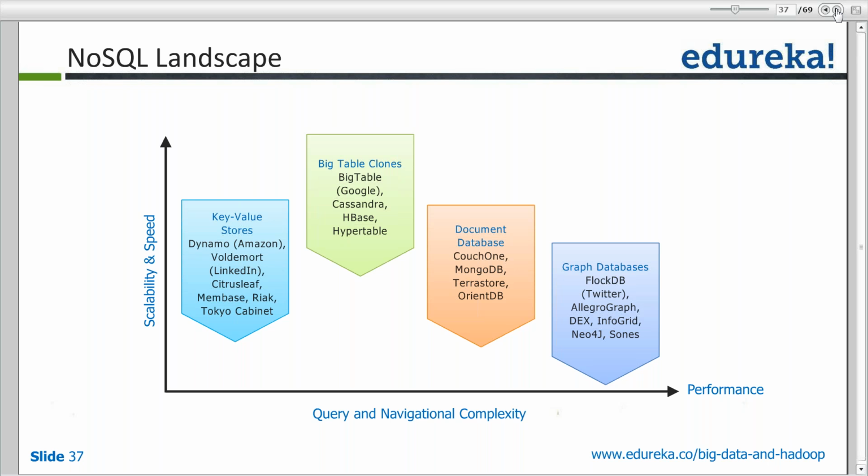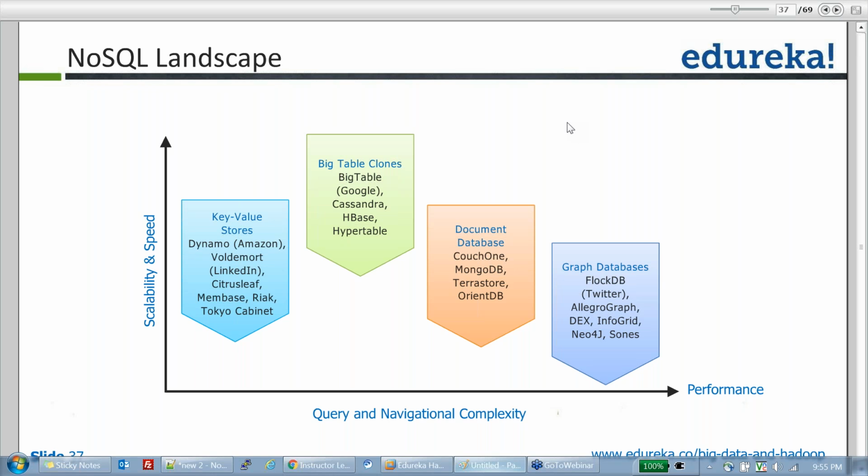Now what is Big Table? Does anyone know what Big Table is? It's actually mentioned here itself. Big Table is the first NoSQL column-oriented database, and it was developed by Google. Right? So Apache Cassandra and HBase are all clones of Big Table. They basically picked up the idea of what Google is doing, and developed their own tools.